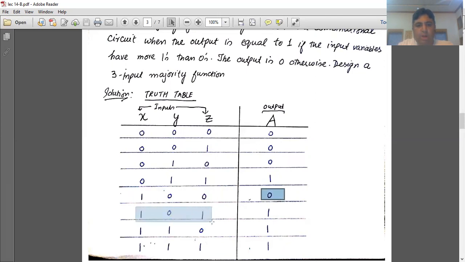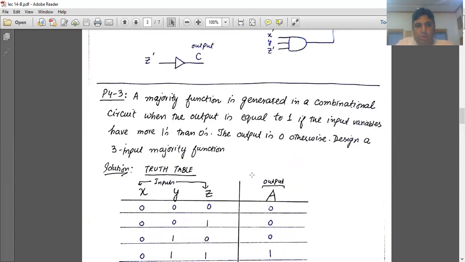In the next case, there are 2 ones and 1 zero, so the output will be 1. Again, in the next case, there are 2 ones and 1 zero, so the output will be 1. In the next case, there are all 3 ones, so the output will be 1. So this is the truth table of question 4.3.